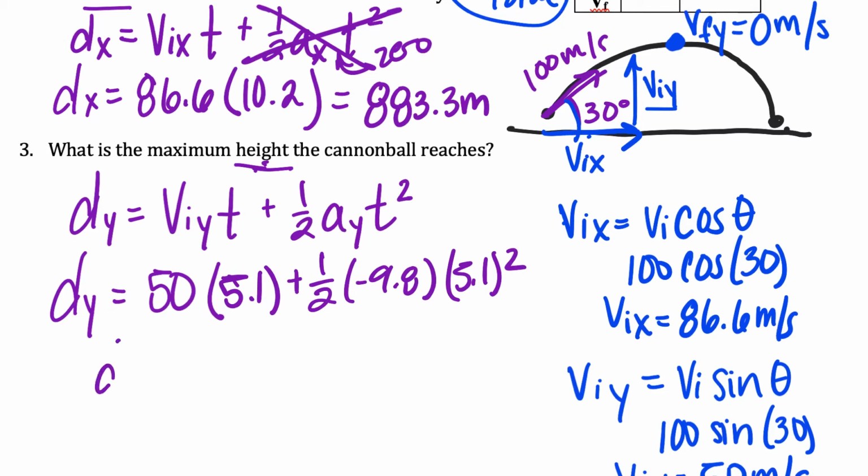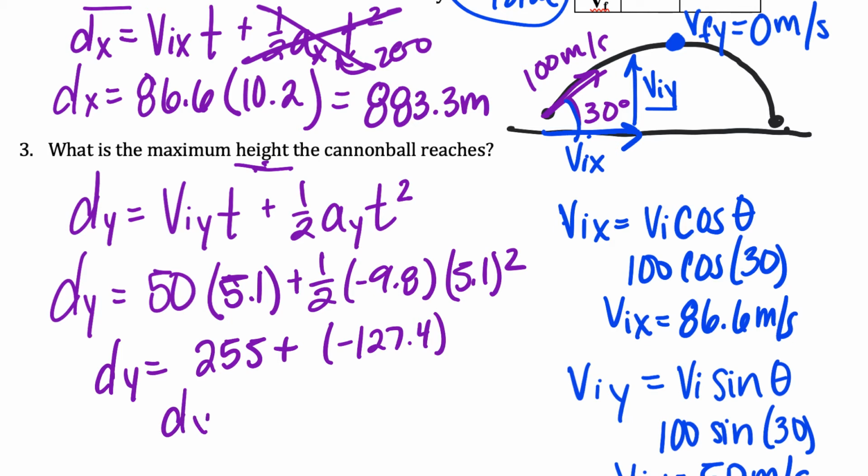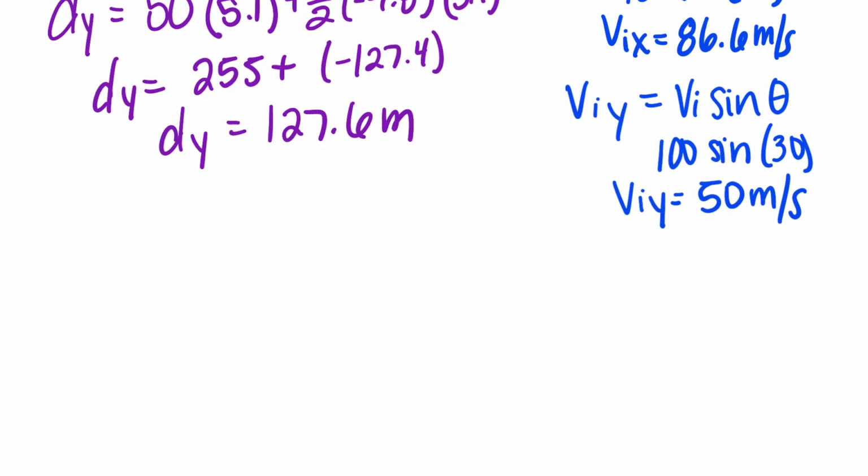And then when we work all of that out, this first section is going to equal 255. The second half is going to equal negative 127.4. And then we add those together, we get 127.6 meters, or close to that. Depending on how you rounded throughout the way, as long as you're close to that, you're good. So that's it for the 3 questions. So if you're good, stop here. But I am going to go through now the alternative way to solve for time. So if you want to know how to do that, just keep watching.